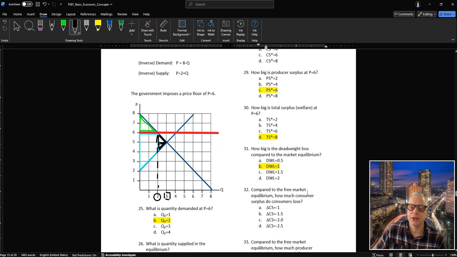So now compared to the free market equilibrium, how much consumer surplus do consumers lose? Well, at the market equilibrium, we have to look again at 5. So in the market equilibrium, at this point, consumer surplus was 2.5 units higher. So they lost 2.5. So they dropped from 4.5 to 2.